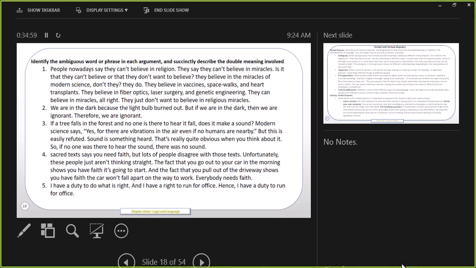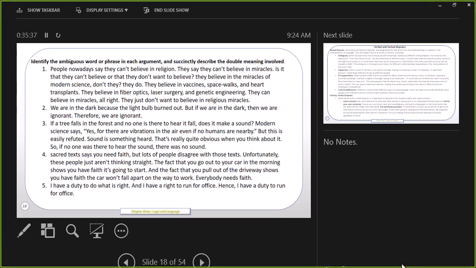People nowadays say they can't believe in religion. They say they cannot believe in miracles. Is it that they cannot believe or that they refuse to believe? They believe in the miracles of modern science. They believe in vaccines, spacewalks, and transplants. They believe in fiber optics, laser surgery, and genetic engineering. They can believe in miracles, all right. They just don't want to believe in religious miracles.